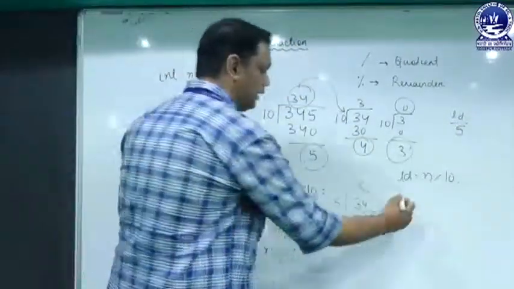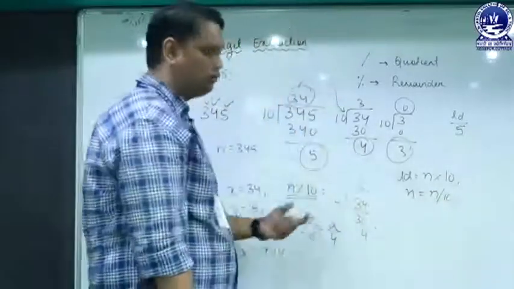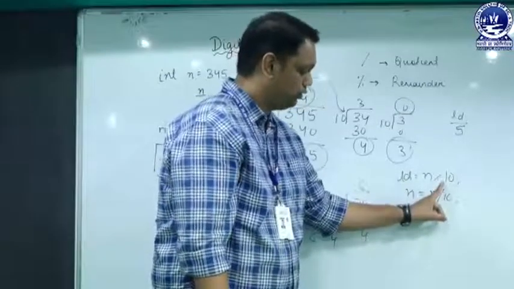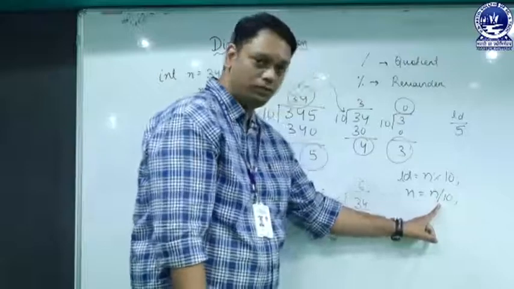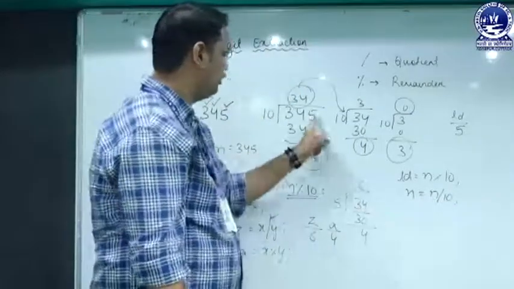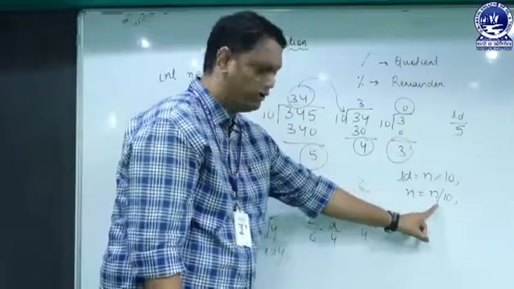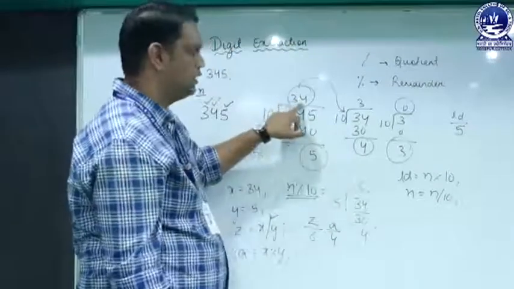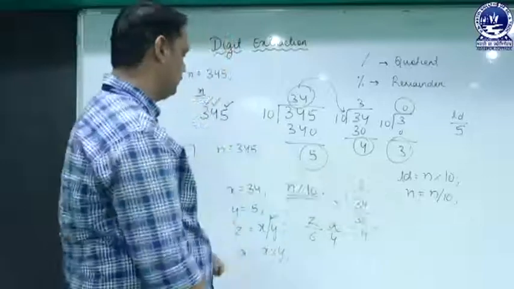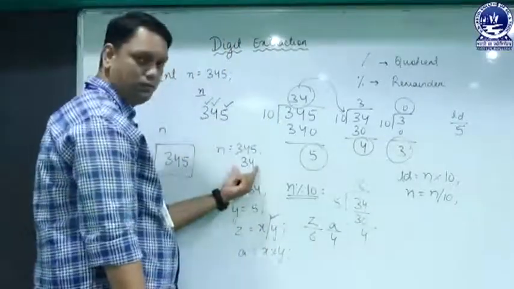Similarly, I will write, let's say, n equal to n by 10. What do you mean by that? Now I have changed the operator. Instead of using the modulo division operator, I have used the division operator. So n by 10: n is having 345. 345 is divided by 10, and as we have used the division operator, it will return the quotient, which is 34. So 34 will be stored in n. That means the n value will be changed from 345 to 34.